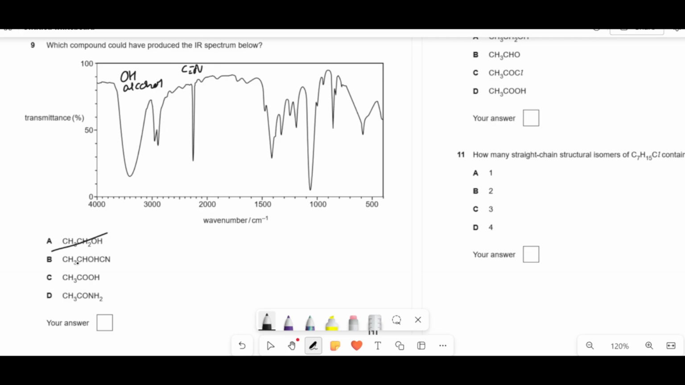This one's got CH3, CHO, HCN. If I draw that, 1, 2, 3, CHOHCN, so that does fit the bill. This is a carboxylic acid. It doesn't have that nice little broad peak from 2,500 to 3,300 that you find, so that's out. And then here, that's C double bond O NH. If you look for the C double bond O, you would expect a peak at about 1,600-ish, which there isn't, so that one's out, so it's got to be B.